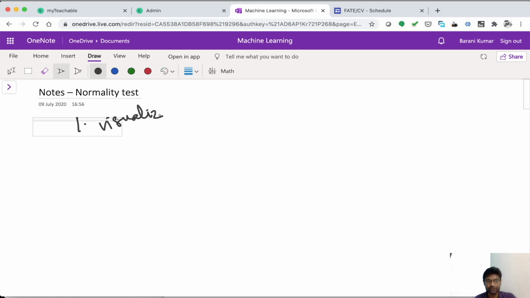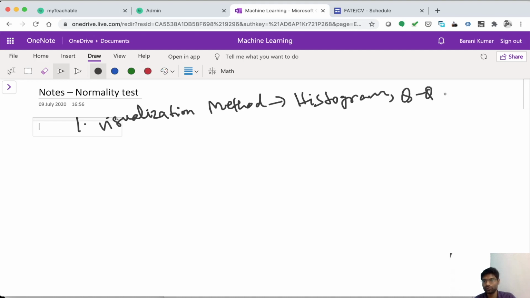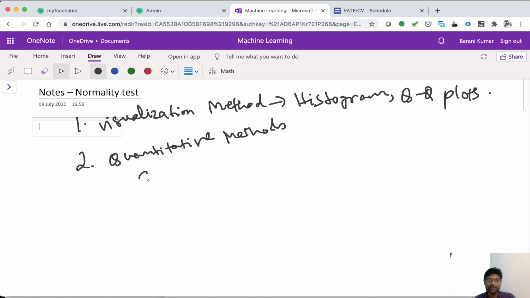One is the visualization method, which is as simple as a histogram. It can be a histogram, or it can be QQ plots. These are plots using which we can make sure our data is normal enough. The second method is the quantitative method. For the quantitative method, we will be plotting two different values. The quantitative methods are skewness and kurtosis.